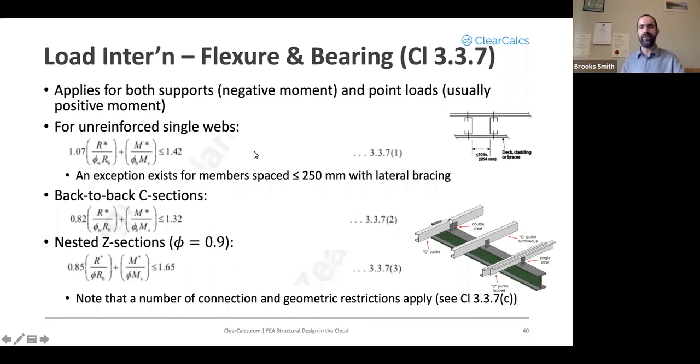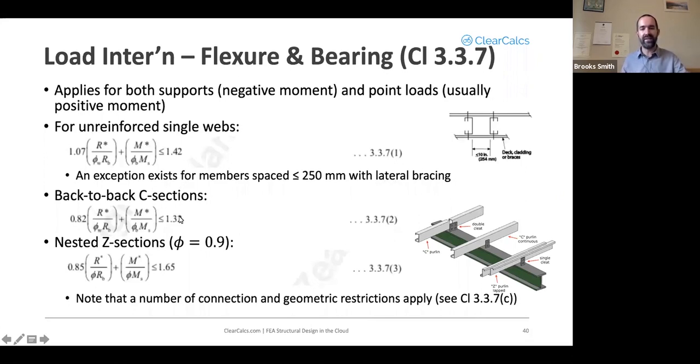There is an exception that exists if you have members spaced less than 250 millimeters apart, and you have lateral bracing, such as a deck or floorboards or something like that, bracing the top flange of these members. Then you do not need to take into account flexure and bearing at all. However, that's a very specific exception, and again, only for maximum spacing between the webs of 250 millimeters.